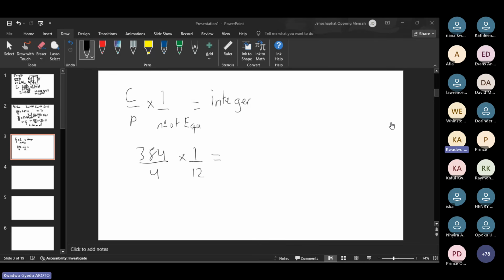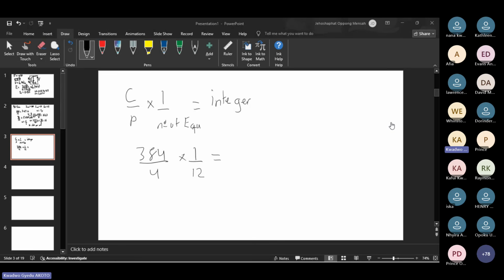So what I'm saying is that C on P times 1 on the number of equalizers, for this relationship, our answer must be an integer. So with that in mind, if we use 10 equalizers, if we put 10 here, will we get an integer? If not, then we put 11 there. If not, then we put 12 there, because he said it must be 10 and must not be more than 15. Whichever one is stated, you keep substituting the values in until your relation gives you an integer.